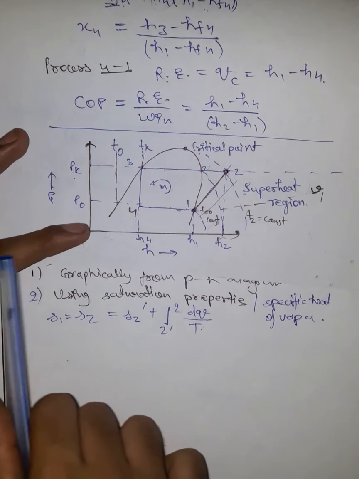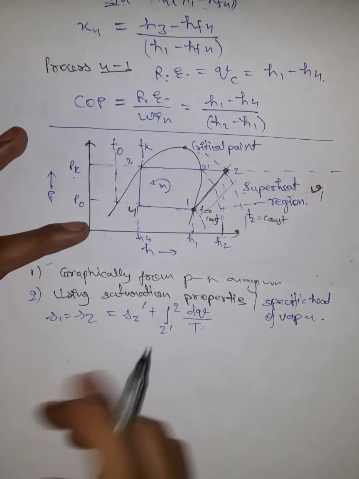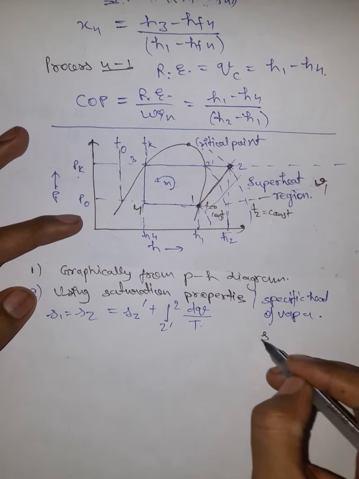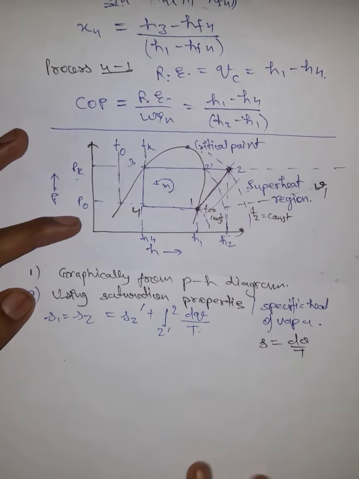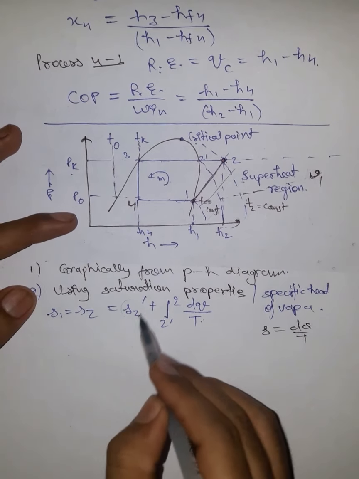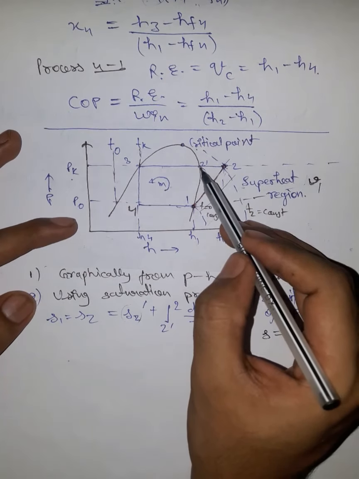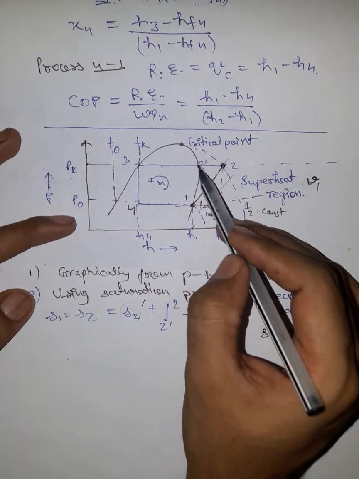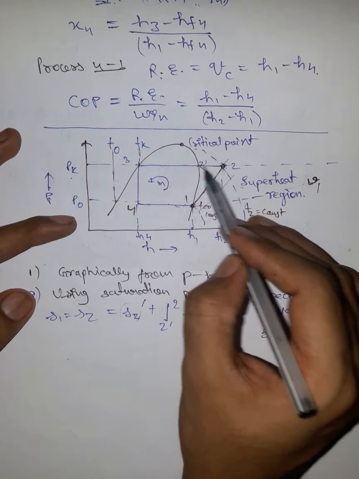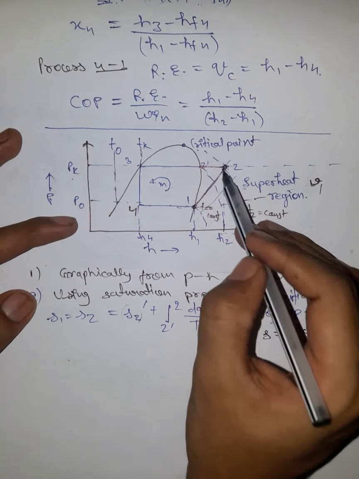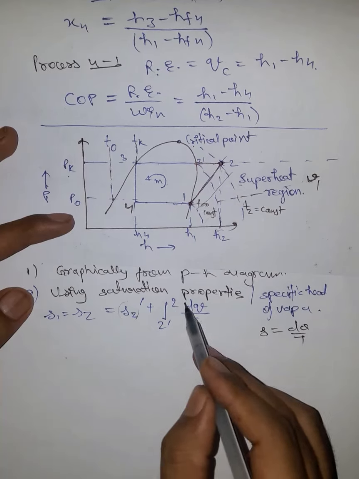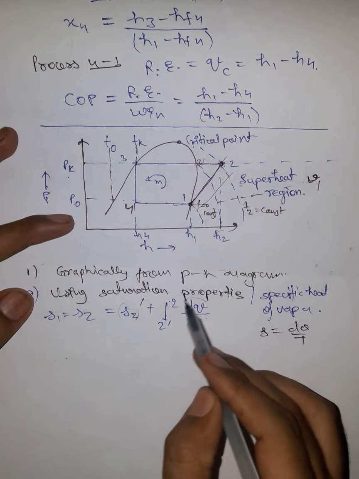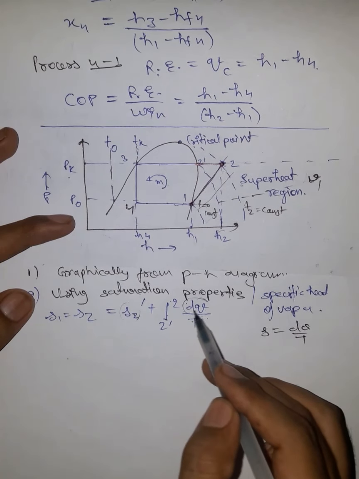Now how is this written? Actually we know what entropy is. Entropy is just dq by T. So this S2 dash is the specific entropy of the saturated vapor at this point 2 dash, plus the additional entropy that has come due to the superheating of the vapor, which is written over here. Because the temperature is changing and we are assuming that heat is being transferred at constant pressure, it is taken as dq by T.